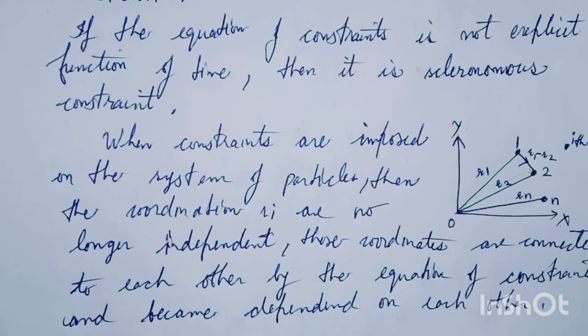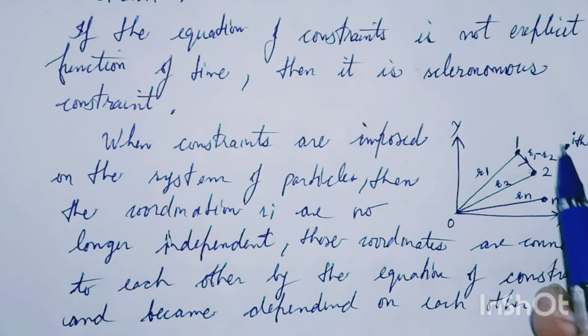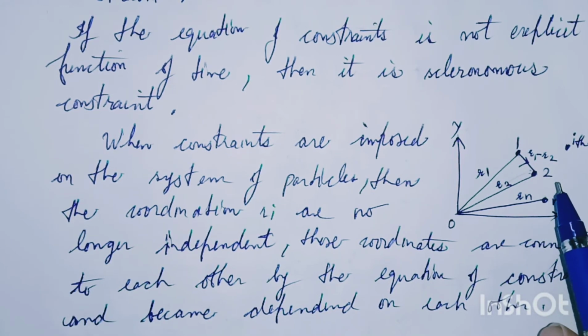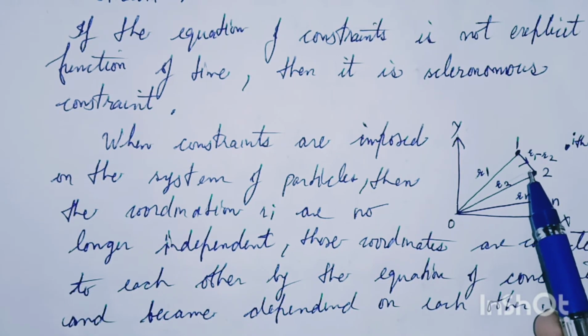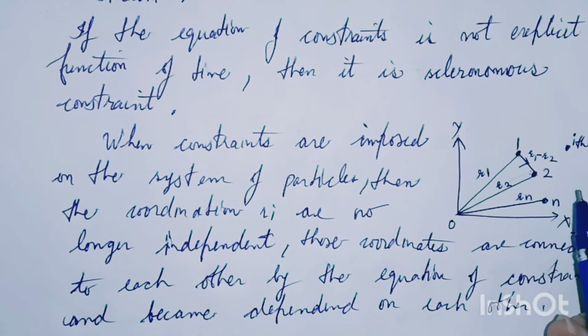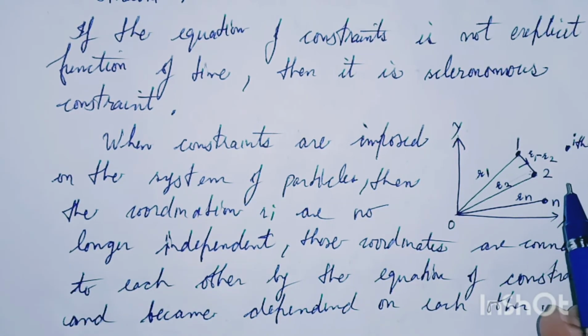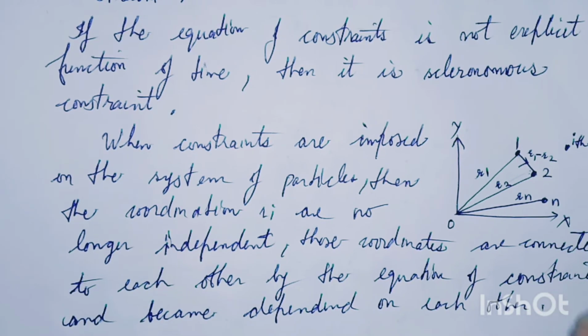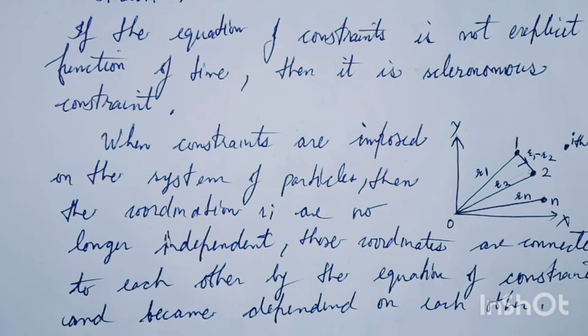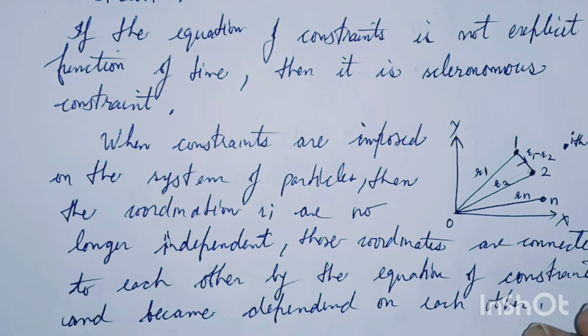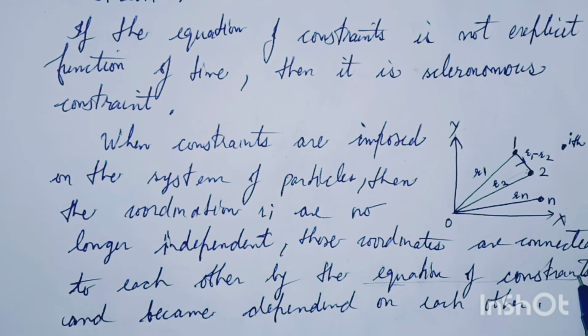So what we said is, if we have a system and we apply constraints, then the coordinates involved in the system no longer remain independent of each other. They depend upon each other because of the equation of constraint.